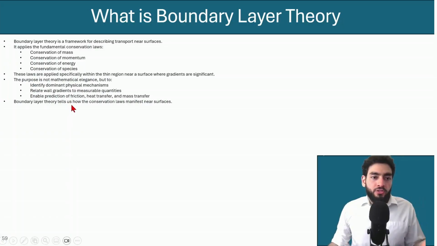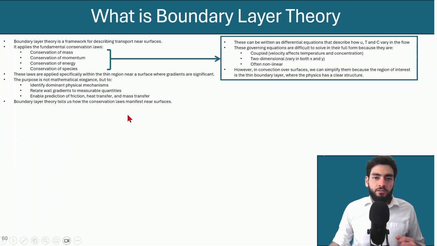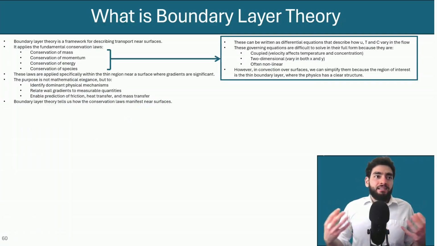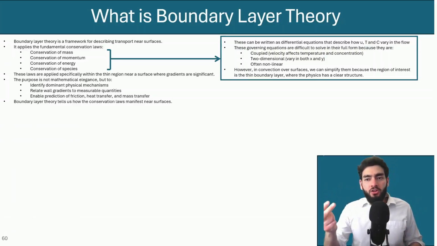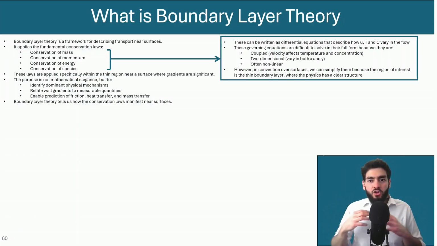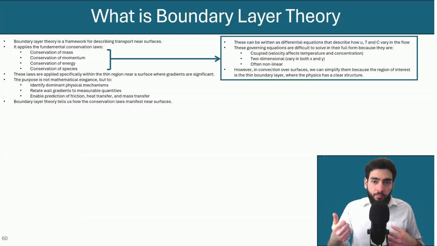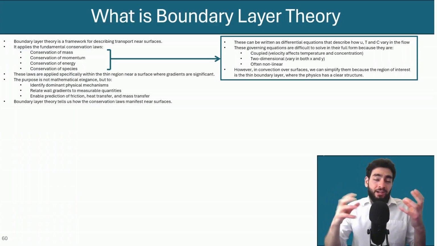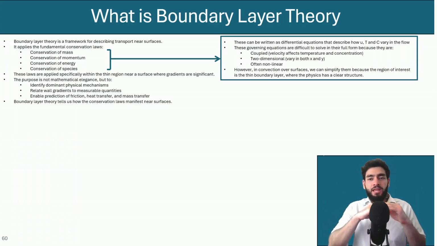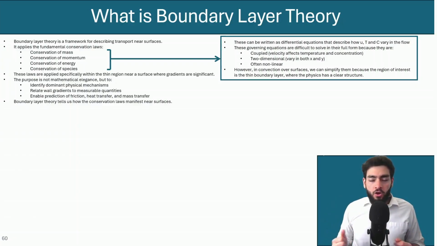And so boundary layer theory tells us how the conservation laws manifest near surfaces. Now, these are written as differential equations that describe how the velocity, the temperature, and the concentration vary in the flow. Now, these governing equations are difficult to solve in their full form because they're coupled. So the velocity affects the temperature and the concentration. They're actually two-dimensional because in the case of the flat plate, they vary both in the x direction and in the y direction, and they are often non-linear.